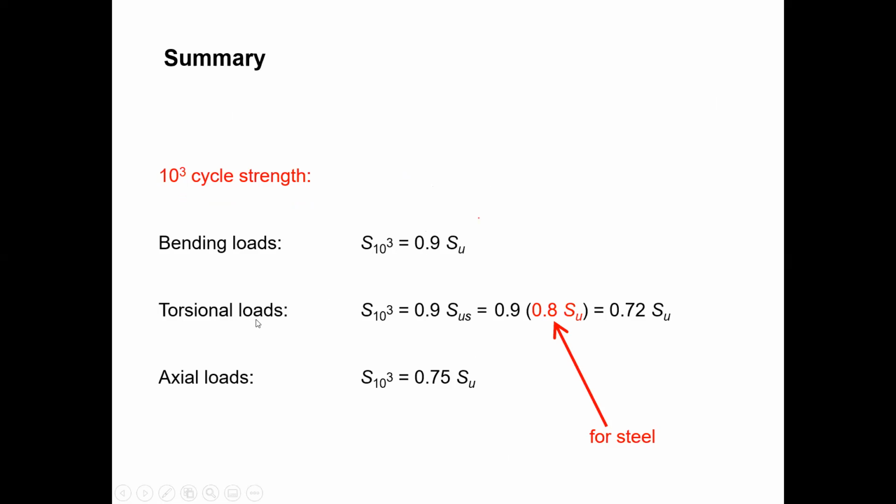And for torsional load, you can't find the 10 to the power 3 cycle strength with SU. It is the ultimate shear strength. So it equals 0.8 SU. I explained here for steel the relationship between the ultimate tensile strength and ultimate shear strength. This is the relationship, so you can substitute here. And for axial load, it is 0.75 SU, at the 10 to the power 3 cycle. So it's not changed with the size, load and surface. I hope you understand that part as well.